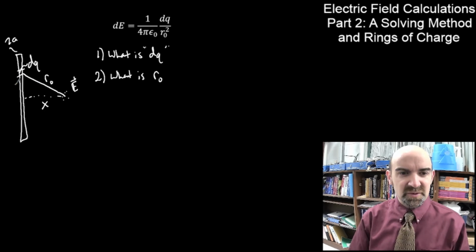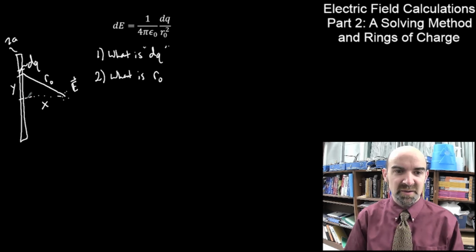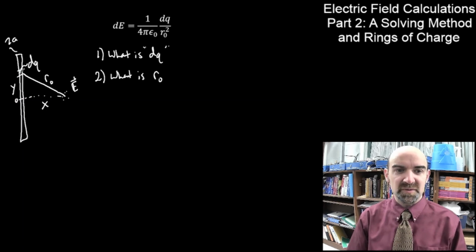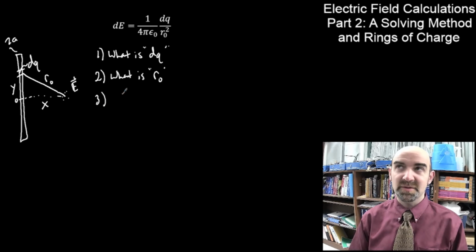Whenever you do that, you do need to also think about the other dimensions. We've got a distance to the electric field from that wire, and we also defined a distance y from our little 0 point on this line of charge, or this rod, up to the point dq. So what is dq? What is r naught?